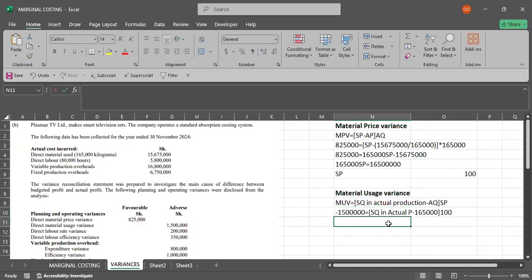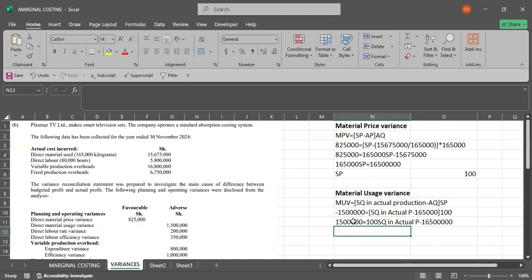we now go ahead and break the bracket. So a negative of 1,500,000 will be equal to, let's now break the bracket. 100 by standard quantity in actual production will be 100 standard quantity in actual production, right? Then minus 165,000 by 100. 165,000 by 100 will give us 16,500,000. Great. That is what we are having.